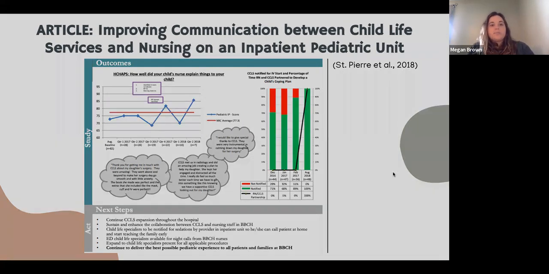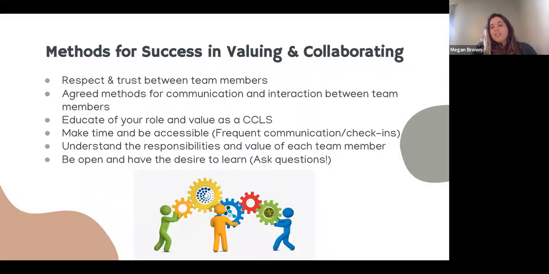And so here to talk about the methods for success in valuing and collaboration. These are some of the things that are necessary to have successful multidisciplinary teams. Respect and trust between team members. Obviously, I think that comes with communication and getting to know them and recognizing that they have their own specialties and knowledge, right? And that they have things that they can do to be useful to the patient experience as well. And then agreed methods for communication and interaction, right?